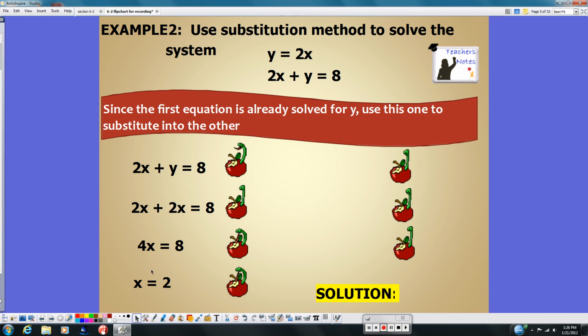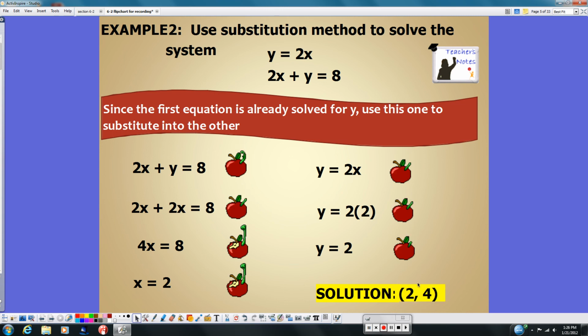Now that I know what x equals, I come back to my two original equations and I can use either one to solve for y. I've chosen to use y equals 2x, so I put the 2 in for the x and I find that y is equal to 4. So my solution is (2, 4).